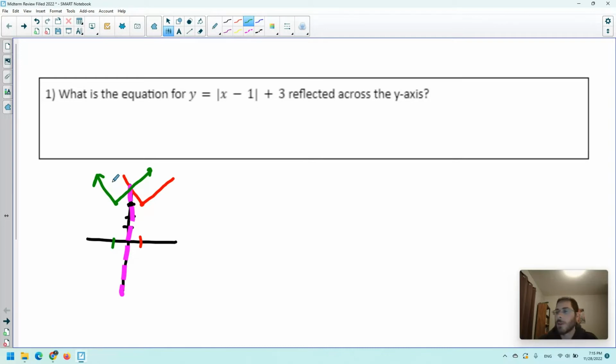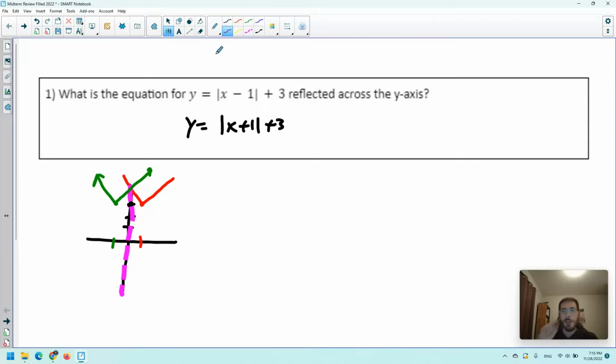Now, there's a couple things that we could do. We could take this and say, well, it looks like it's just going to be plus 3, and then instead of minus 1, we could do a plus 1 here because we could move it to the left. So that would be one option. So x plus 1 plus 3, because instead of going to the right with the minus 1, we could go to the left with the plus 1.